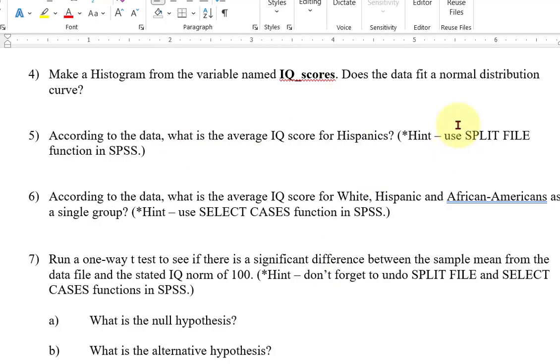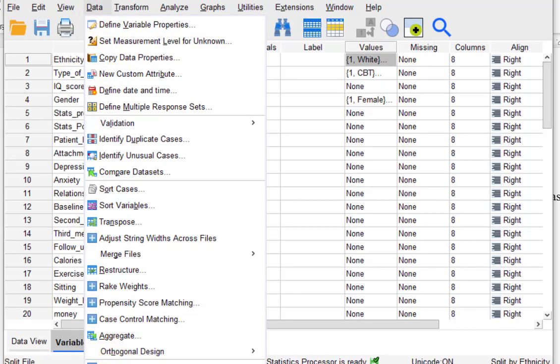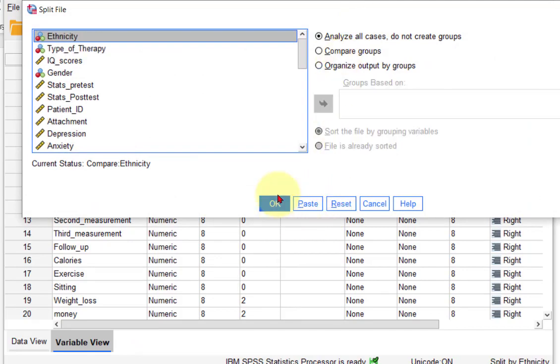Okay, don't forget to unsplit the file. We got to unsplit the file. So question 6 is, we want the average IQ scores for white, Hispanic, and African American as a single group. So in other words, we're going to take the white, Hispanic, and African American people and lump them into one giant group, regardless of their race, and we're going to find that single group's IQ scores. So let's go back here. And number 1 is we're going to unsplit the file. Again, it's off screen. Sorry about that. But just hit reset. Click OK.